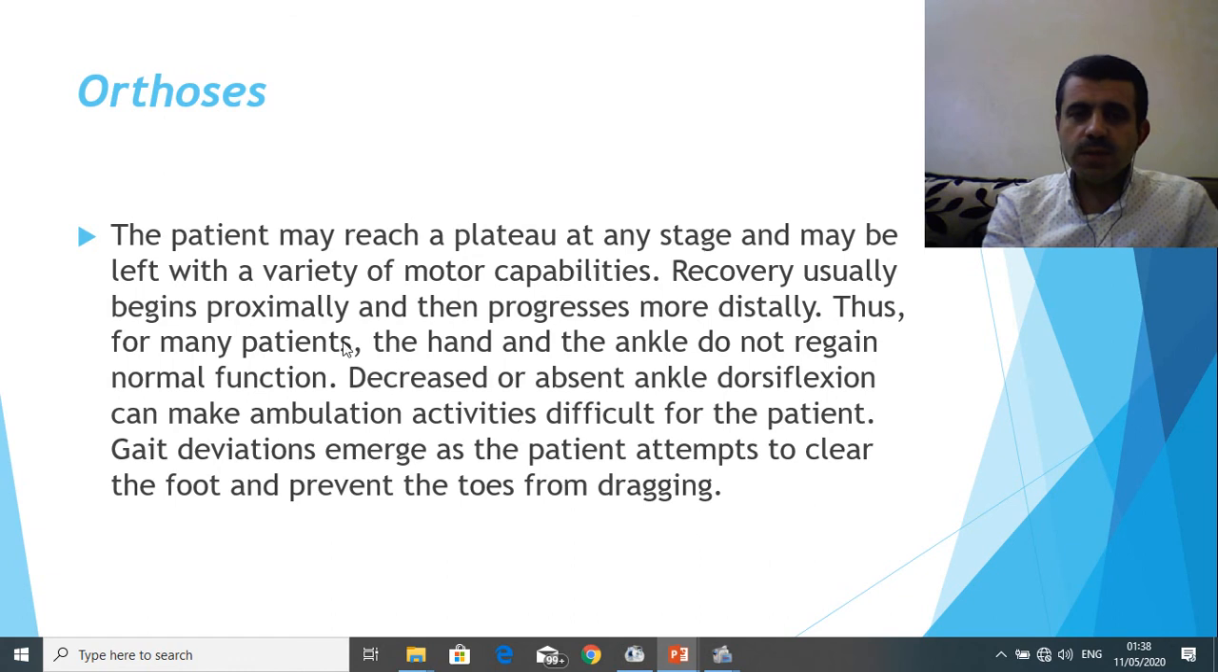Decreased or absent ankle dorsiflexion can make ambulation activities difficult for the patient.